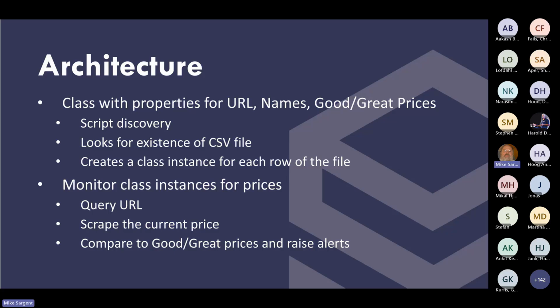We're going to do a script discovery. It's going to look for the existence of a CSV file. And for each row in that CSV file, we're going to create a class instance. Now, this discovery will run on all machines on your system running Windows operating system. But it'll only do anything on this one or two machines where you have that CSV file. And of course, it only runs once every 24 hours, so it's a very low load on your systems.